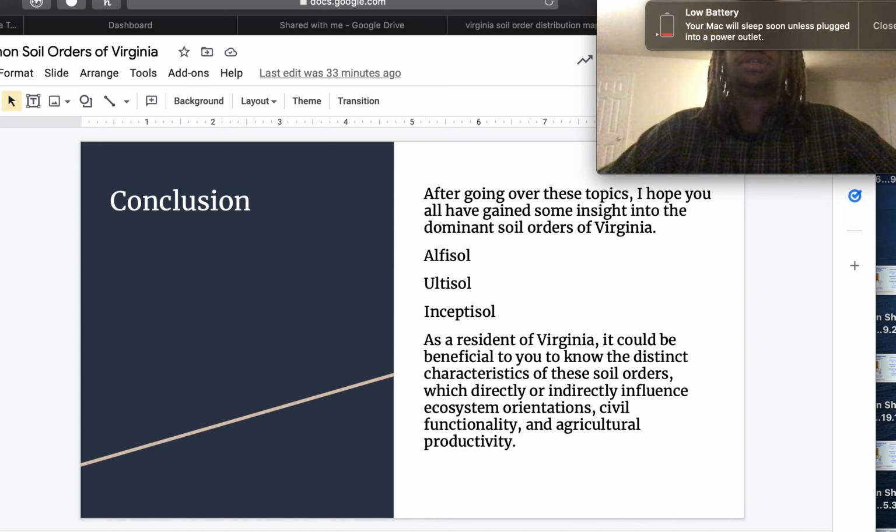In conclusion, after going over all these topics, I hope you have gained some insight into the dominant soil orders of Virginia. Like I said, these topics that I went over are alfisols, inceptisols, and ultisols. As a resident of Virginia, it could be beneficial to you to know the distinct characteristics of these soil orders, which directly or indirectly influence ecosystem orientations, civil functionality, and agricultural productivity.